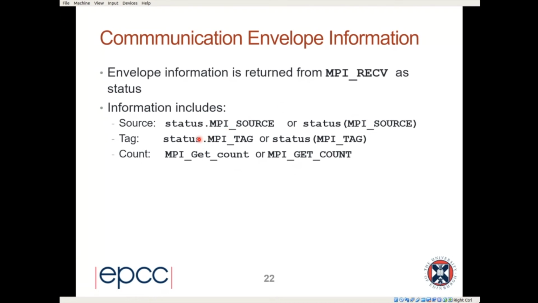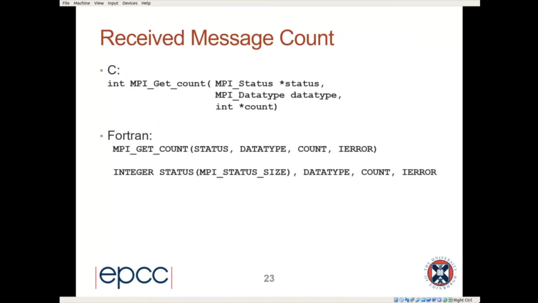The tag is the same. It's directly accessible in the structure of the status in C, or it's this particular element of the status array in Fortran. For technical reasons, which I can come back to if you want, the count, which is the size of the incoming message, is not available directly. You have to call a helper routine. You have to call a routine called MPI_Get_count.